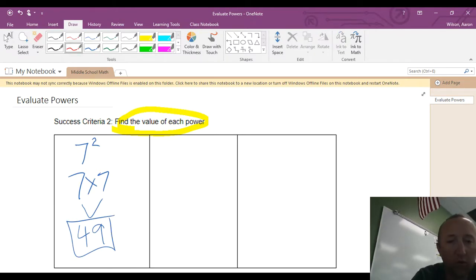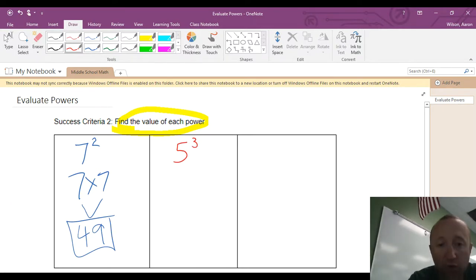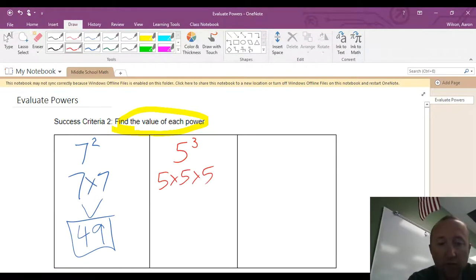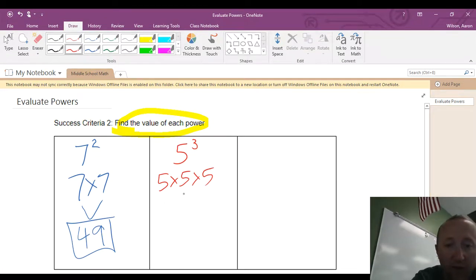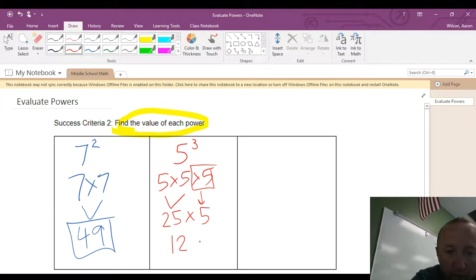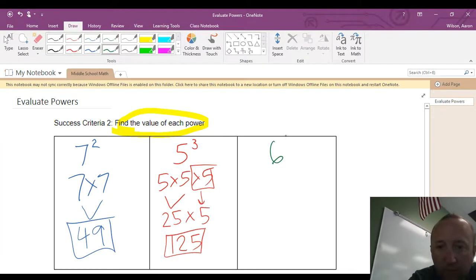On the second example, we're going to go with 5 to the third power, otherwise known as 5 cubed. Well, 5 cubed means 5 times 5 times 5. Well, what's the value of 5 times 5 times 5? Well, 5 times 5 is 25, and then we still have a times 5 to bring down. So 25 times 5, 125.